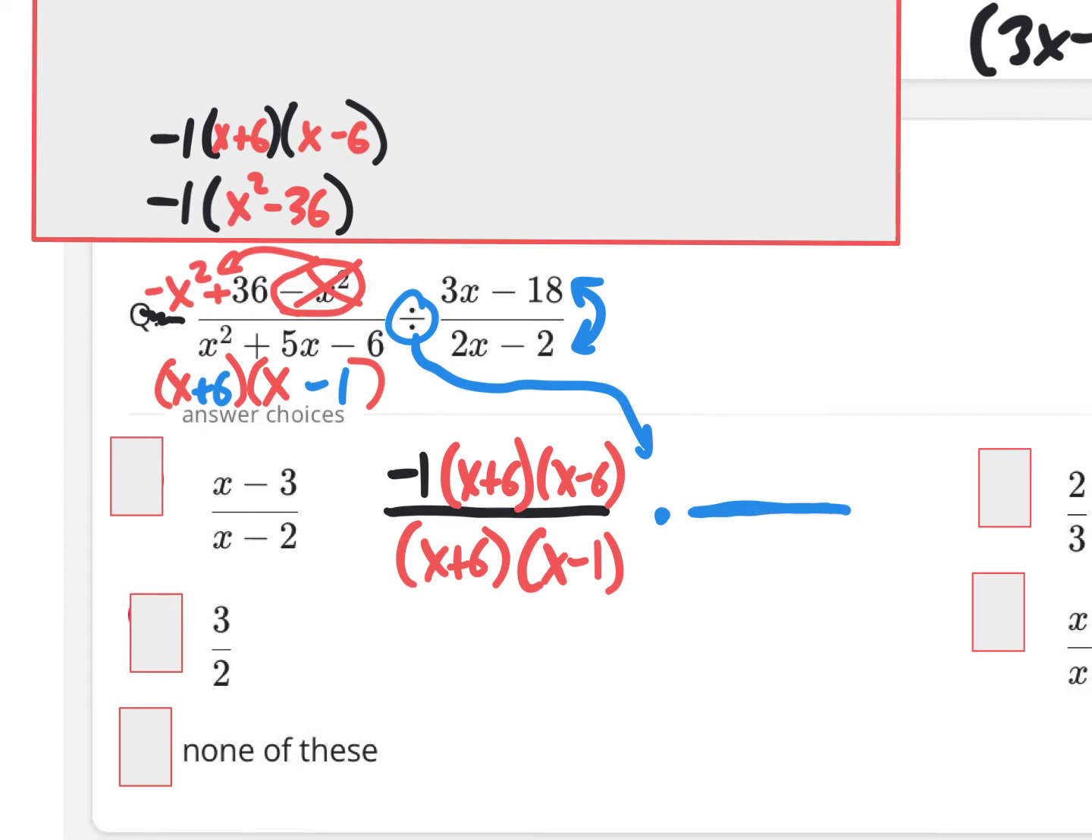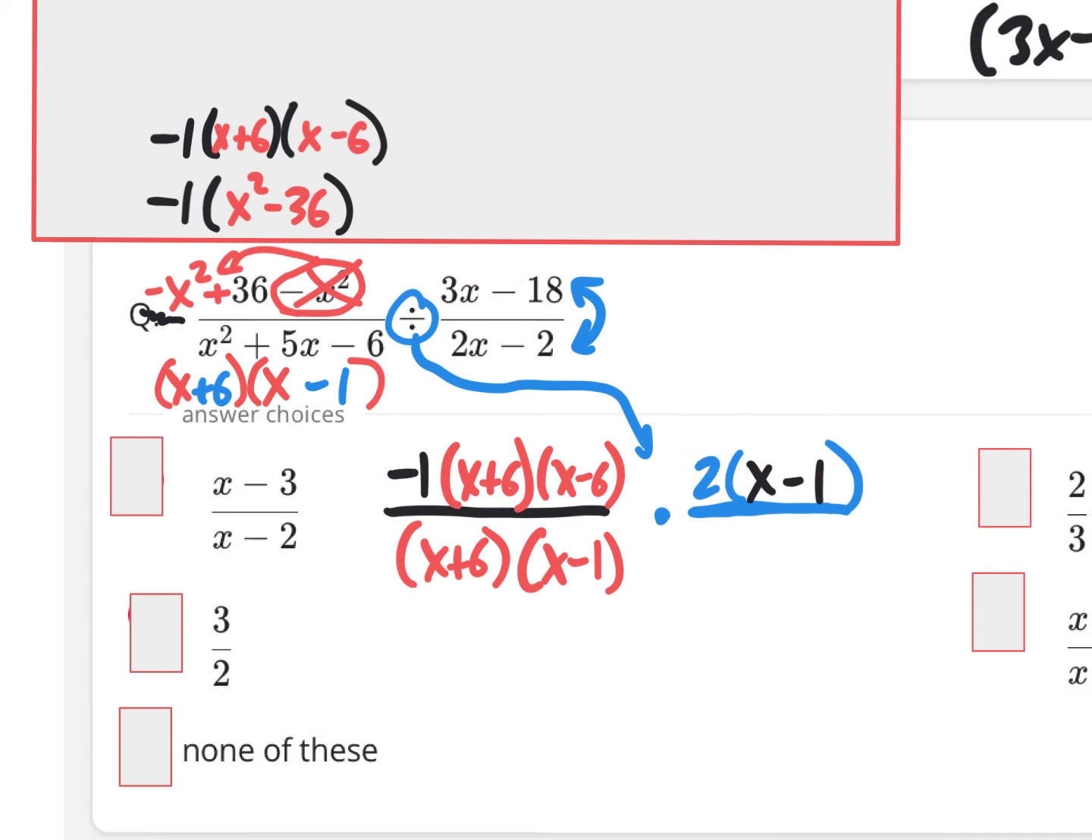So as I move this 2x minus 2 up to the top, I might as well factor out what? A 2. Okay, so we're going to pull out that 2. What's going to be left on the inside? An x minus 1. Again, I factored out a 2 from here as I moved it up, so I have x minus 1 left over.